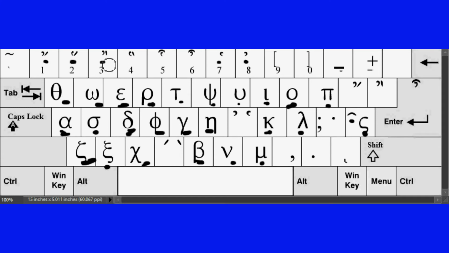Smooth breather with the grave accent is 3. Rough breather with the grave accent is 4. The rough breather with a circumflex is right here under capitalized 5, and the smooth breather with a circumflex here with 6. And so those are the accents that you'll be paying attention to.